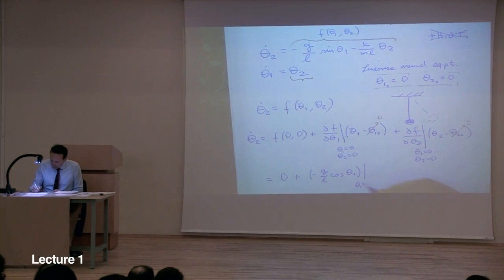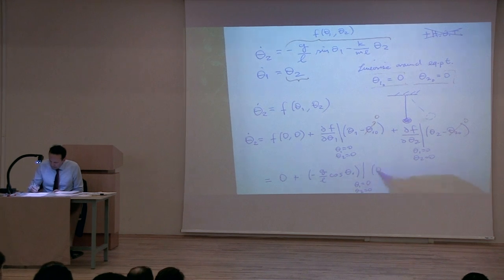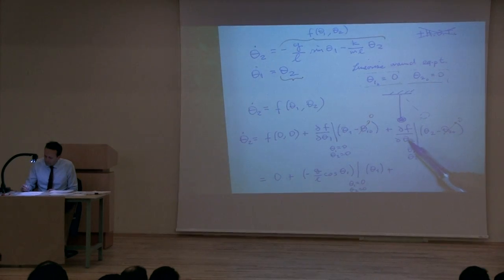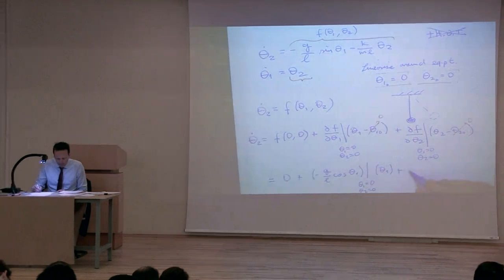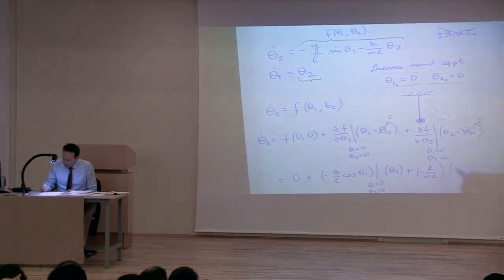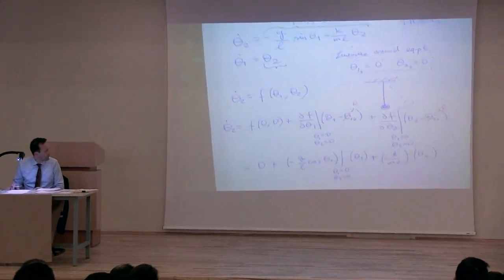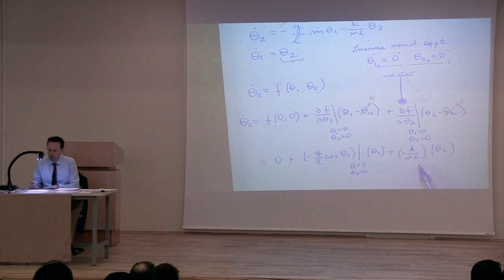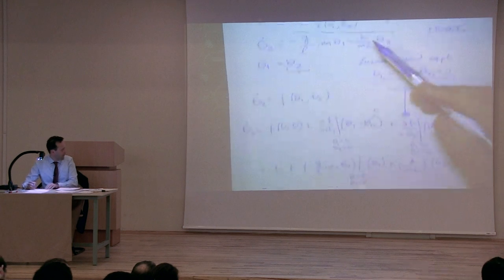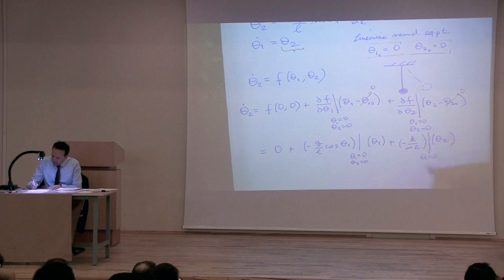So theta 1 is equal to 0, theta 2 is equal to 0, right? Times theta 1 plus, what's the derivative of del f with respect to theta 2? Minus k divided by ml times theta 2. Is that okay? Do you have any trouble here? I'm just taking the partial derivative of this function with respect to theta 2. It is minus k over ml. So it is over here. And this is again evaluated at theta 1 is equal to 0, theta 2 is equal to 0.